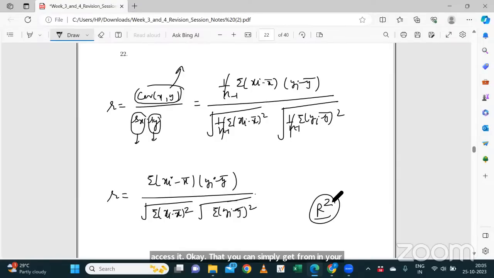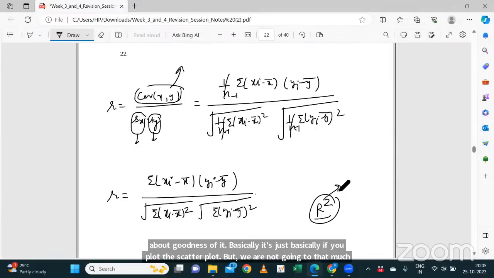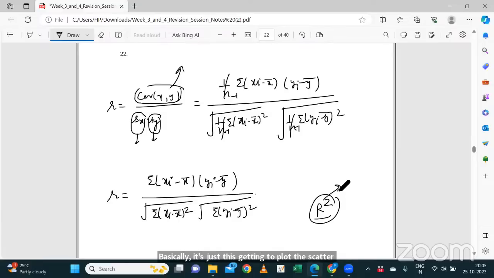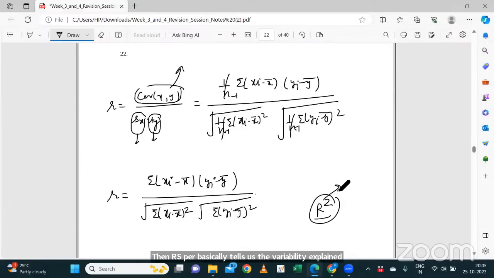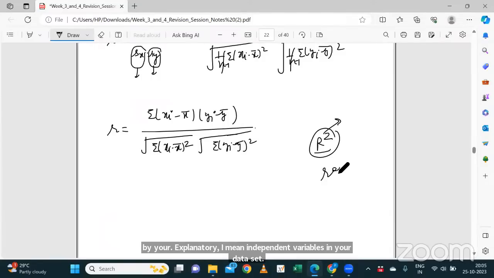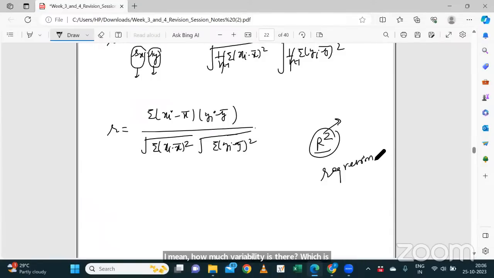Basically, if you plot the scatter plot, then R square tells us the variability explained by your explanatory, I mean independent variables in your data set. I mean how much variability is there which is explained in your data set. This R square is very useful when you study regression and all. So don't worry about R square that much.